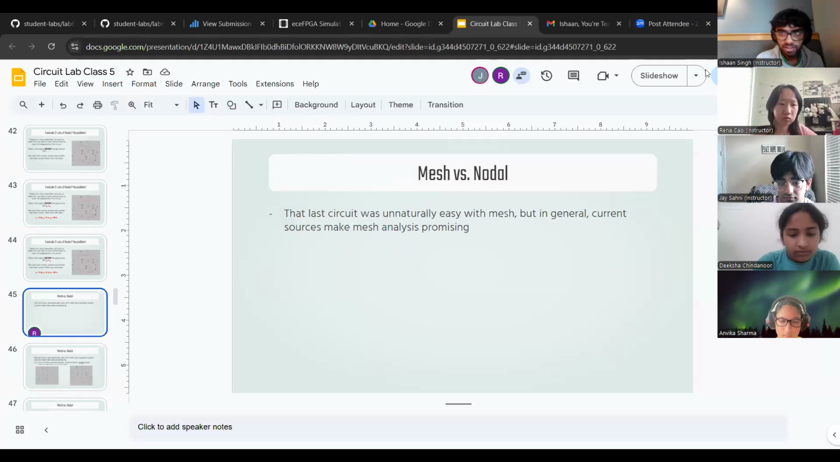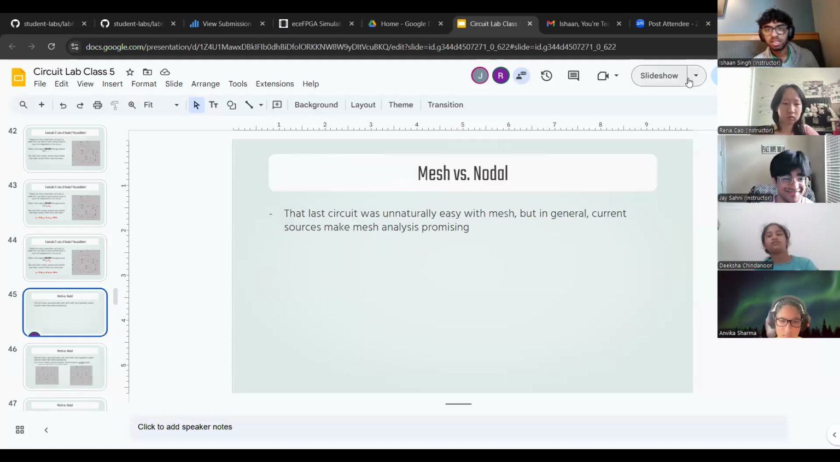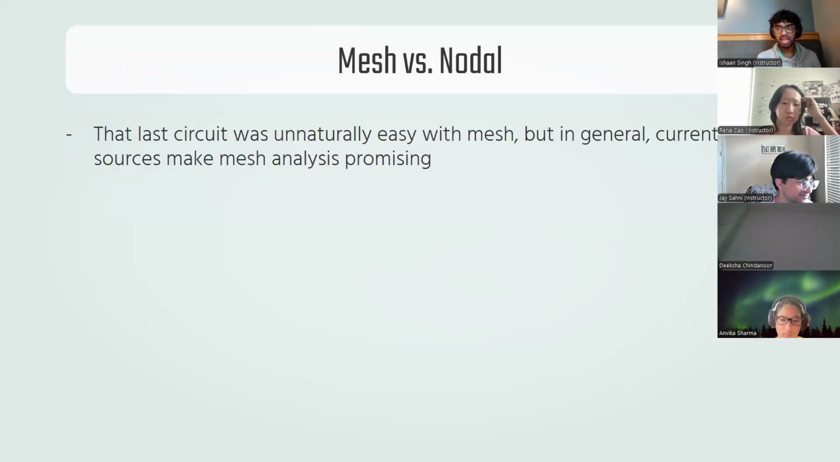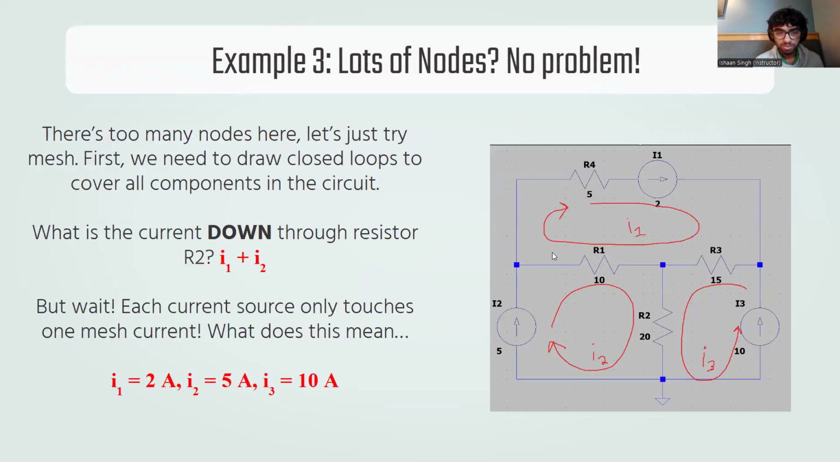Now let's get a little philosophical for a second. Let's step back from the problems that we're solving and think about how we should be solving these problems. That last circuit that we just looked at was completely trivial with mesh. We had current sources. They immediately told us what each of the mesh currents were. And so we didn't need to do any thinking really. We just immediately knew the answer. And I can tell you right off the bat, current through R2 is 15 amps, I2 plus I3.